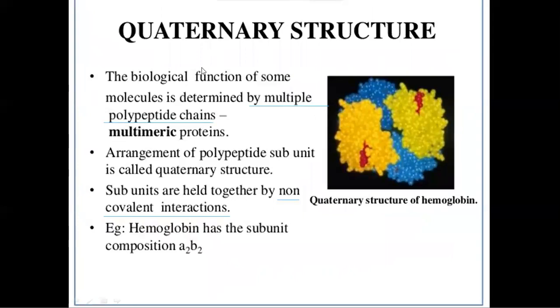And the fourth structure is the quaternary structure. Here, the quaternary structure of protein has multiple polypeptide chains, all held together by non-covalent interactions. For example, hemoglobin is an example of a quaternary structure, which has two alpha chains and two beta chains held together by non-covalent interactions.